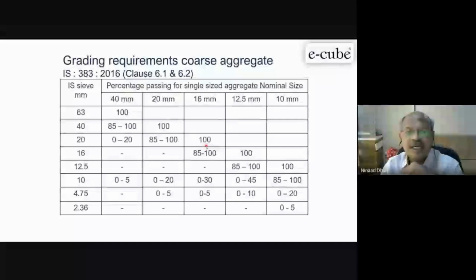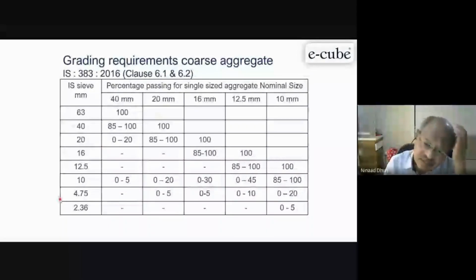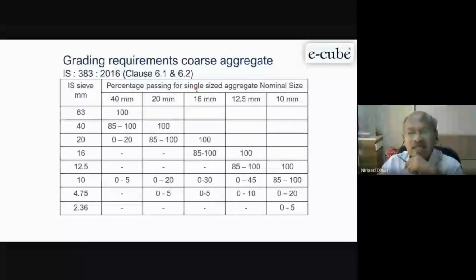Now this is the grading requirement given in IS 383 2016. When you're going for mix designs, you always have to follow some pattern. Single size aggregate, single size in the sense you get one fraction called 20 mm, another fraction called 10 mm. These are commonly used aggregates, but this is also available sometimes. So we can go with selection of whichever particular fraction.